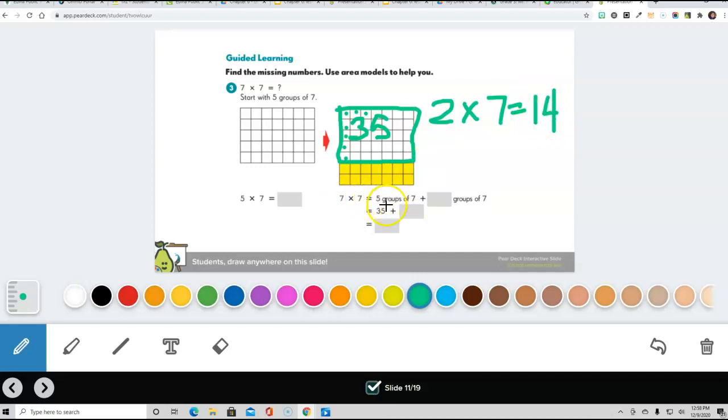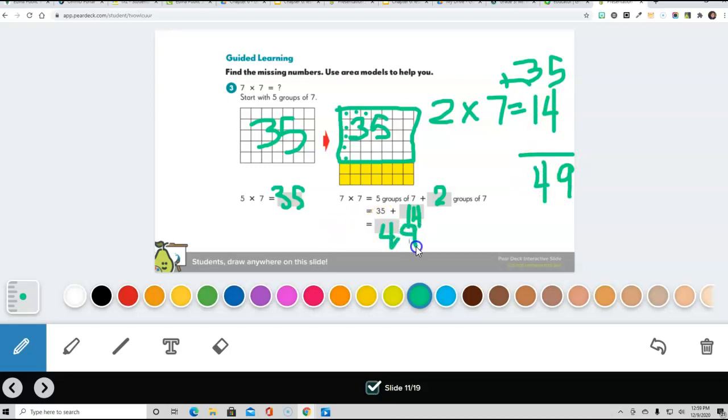So 7 times 7 equals 5 groups of 7 plus 2 groups of 7. So 5 times 7 we said is 35. Here's the 5 times 7, we said that's 35. We had to add on 2 more rows. 35 plus 14 equals, so we're going to put a 35 on the top of this and put a plus. We get 9 and we get a 4 equals 49. So 7 times 7 equals 49.